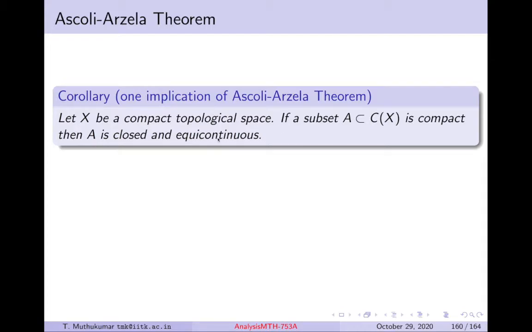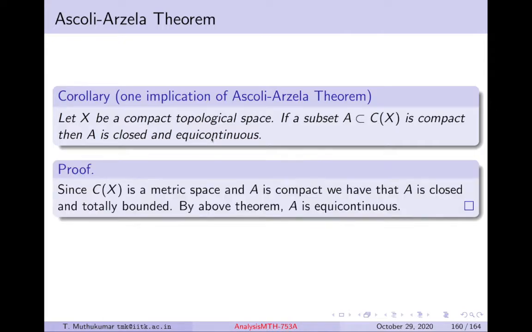So this necessary and sufficient condition for compact subsets of C(X) is what is famously called the Ascoli-Arzela theorem. So this is one implication here, which is that a set is compact only if it's closed and equicontinuous. So let's prove this. It's from the previous theorem. Because C(X) is a metric space and A is compact, then as I already said, for any metric space a set is compact if it is closed and totally bounded, and we just checked in the previous theorem that total boundedness implies equicontinuity.